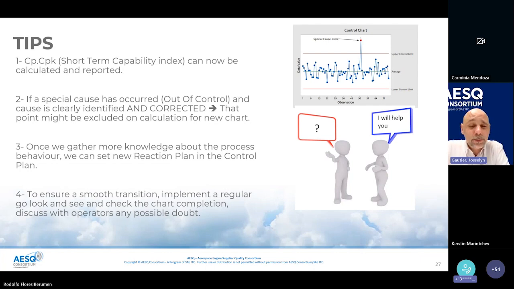And the last, and for me the most important tip is, whether we are doing manual or automatic SPC, we need to ensure a smooth transition. So that's why I really recommend implementing a regular go look and see, also including the management, in order to ensure that we go down, we check on the shop floor, and we discuss with the operator if there is any doubt, if we can help in something.